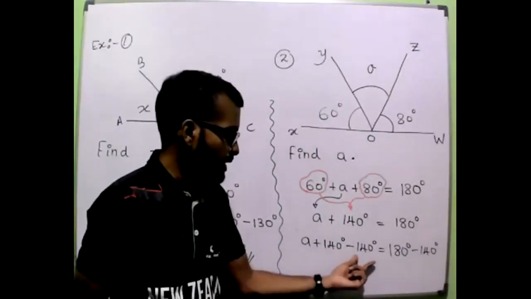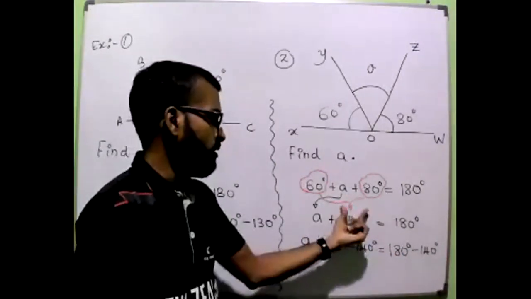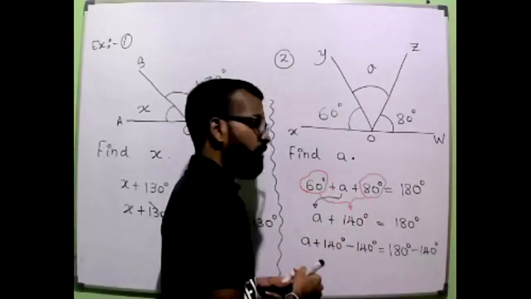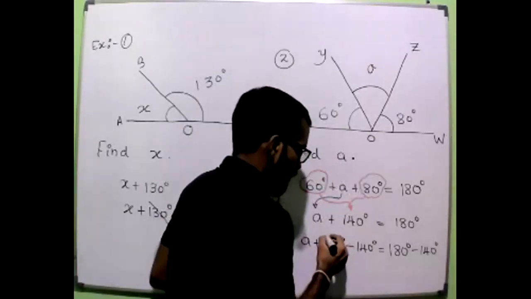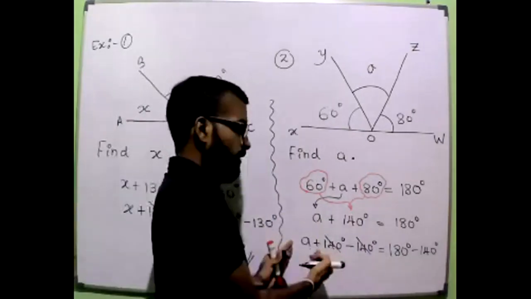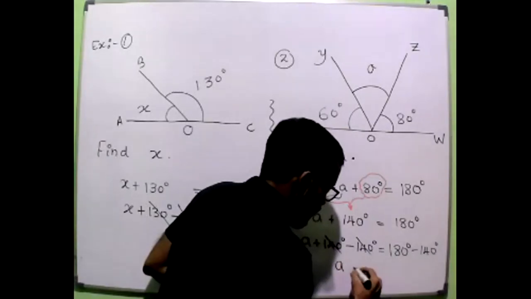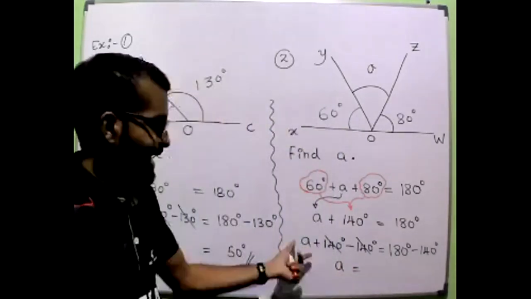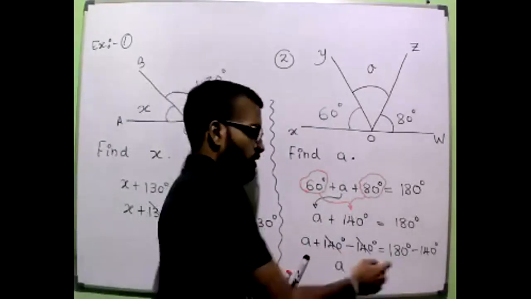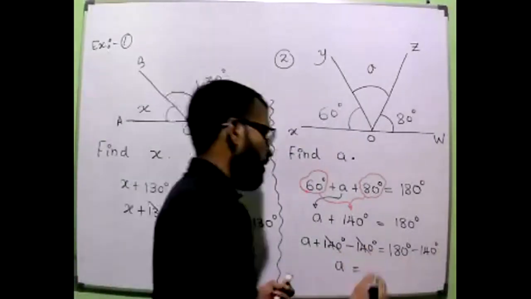So from both sides I have subtracted 140. This part: positive 140, negative 140 cancel out. Now on your left hand side, you can find a. Now you have to make a the subject. 180 minus 140. So what is the remainder? Only 40 degrees.